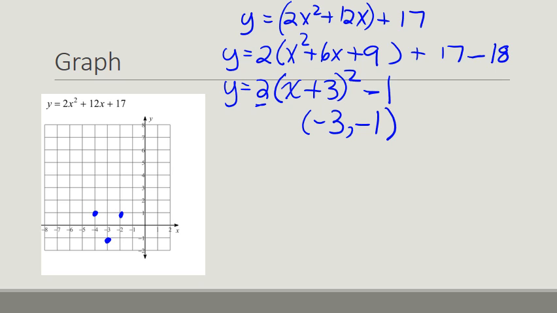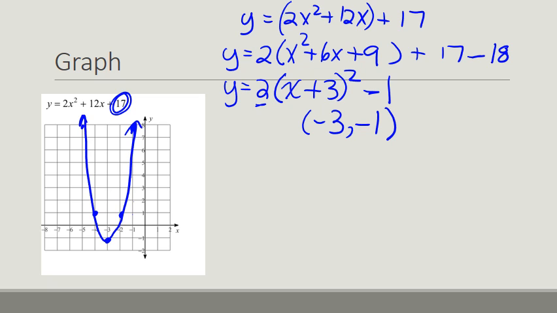Over 2 and up 8. So my graph is going to look a little something like this. My solutions are almost negative 4 and almost negative 2, but not quite. My y-intercept is 17.